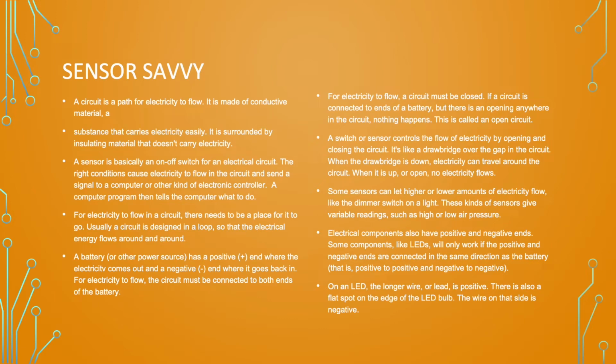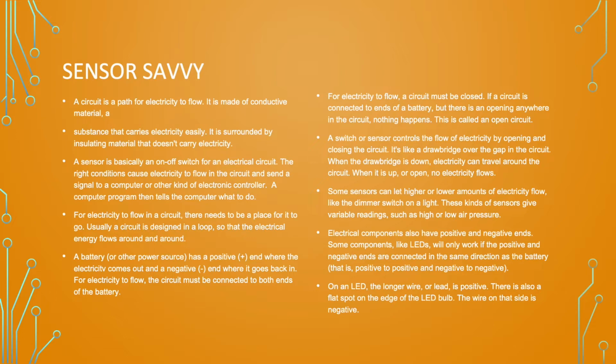A circuit is a path for electricity to flow. It's made of conductive material, a substance that carries electricity easily. It is surrounded by insulating material that doesn't carry electricity. A sensor is basically an on and off switch for an electrical circuit. The right conditions cause electricity to flow in the circuit, and send a signal to a computer or other kind of electronic controller.